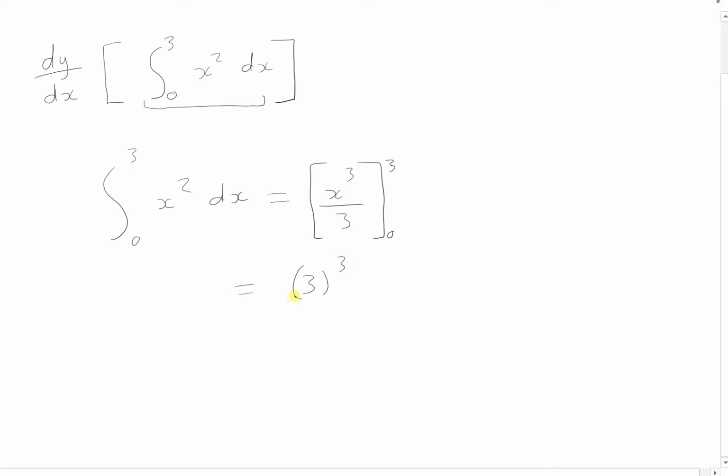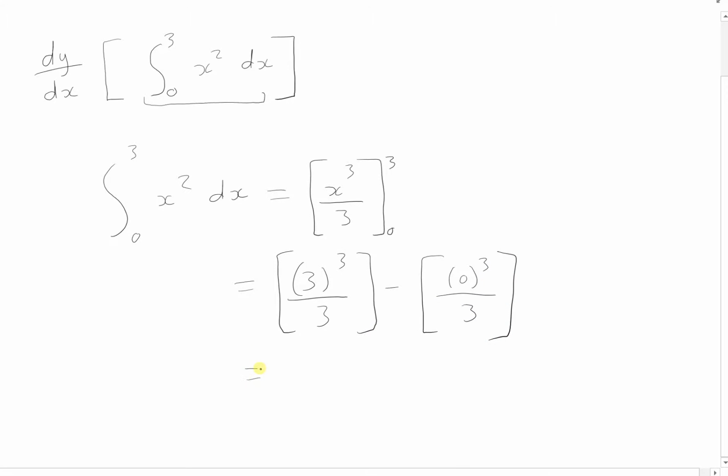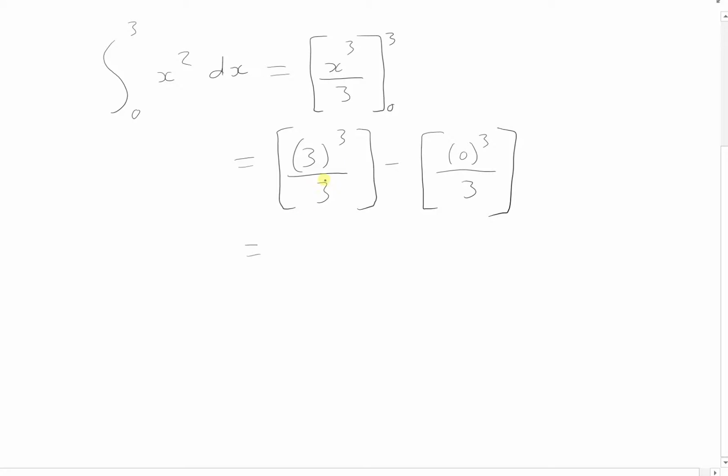Basically this is just going to be 3 cubed over 3 minus 0 cubed over 3. Okay, so when we do this, we see that it's just going to be 27 over 3, which is the same thing as 9, and this is just going to be 0. So we've got a value of 9 over here.